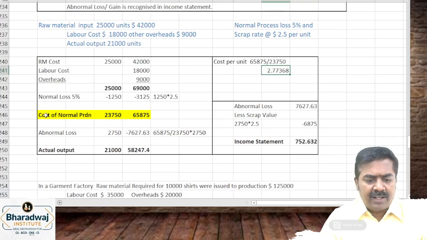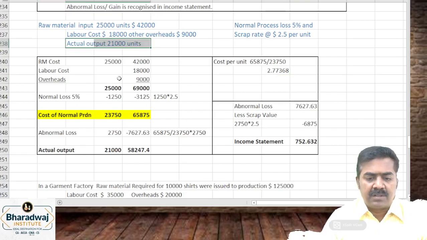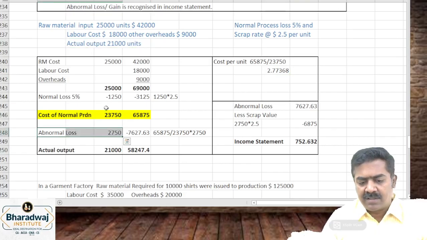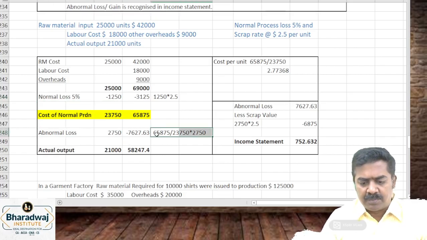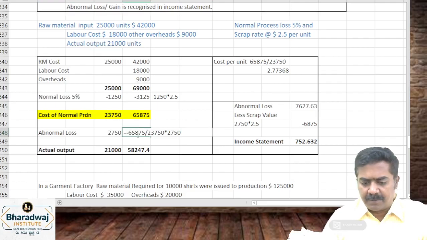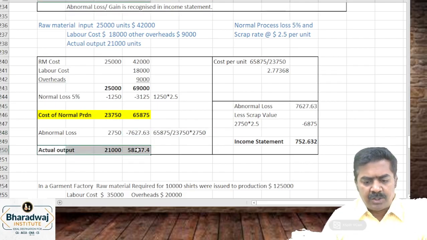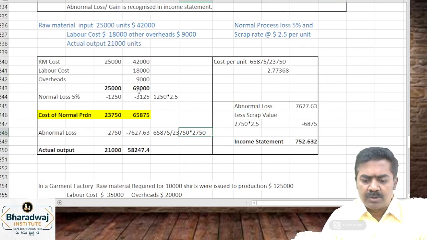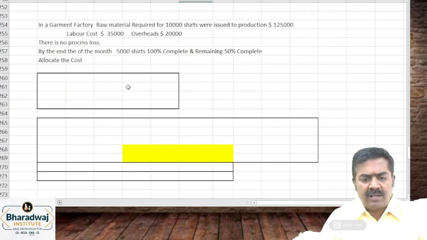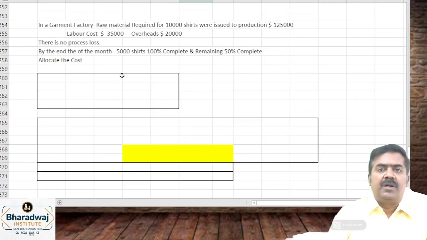If you look at expected production is 23,750. Actual production is 21,000. So, there is an abnormal loss. Loss beyond the normal loss, we call it as which one? Abnormal loss. Cost of abnormal loss proportionately valued and transferred to P&L. Then actual output, if you look at the cost, will be charged at the same rate, 2.77368. Abnormal loss, after deducting the scrap value, it will be charged in your income statement. This also we have done in the last class. Then we moved on to the next one, where we are going to continue today.